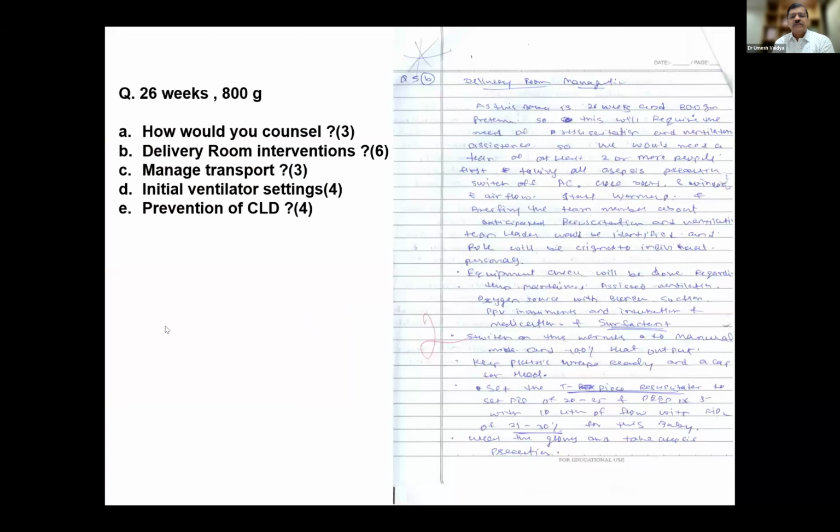Now I've given you some examples here. Look at this particular question. There's a 26 weeker, 800 grams, and you can see it's been divided. How would you counsel, what are the delivery room interventions, managing transport? What are the initial ventilator settings? How do you prevent chronic lung disease?